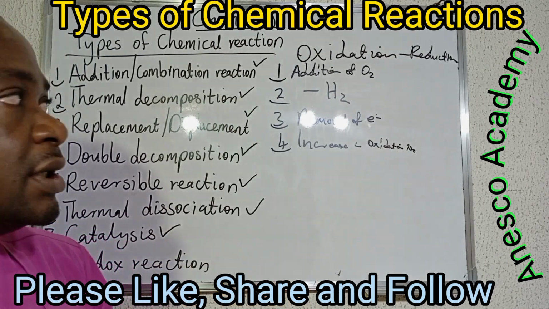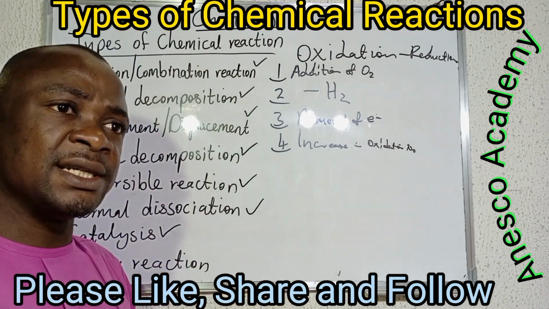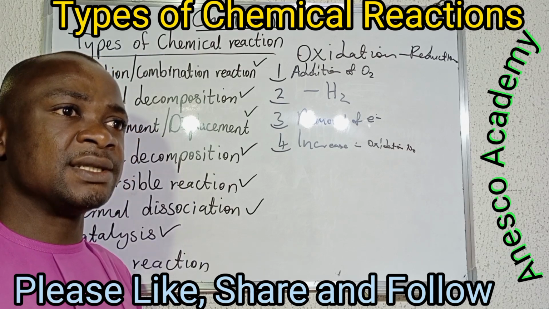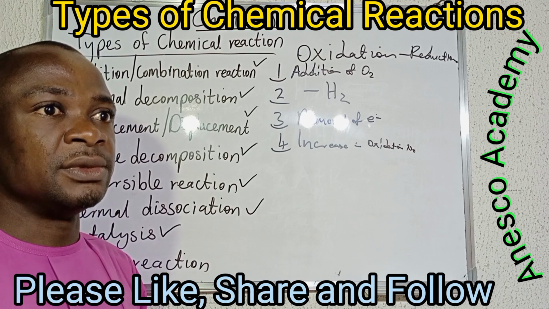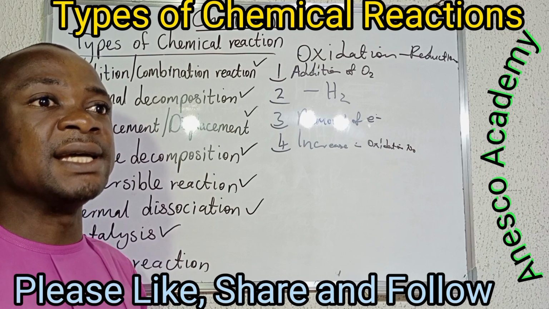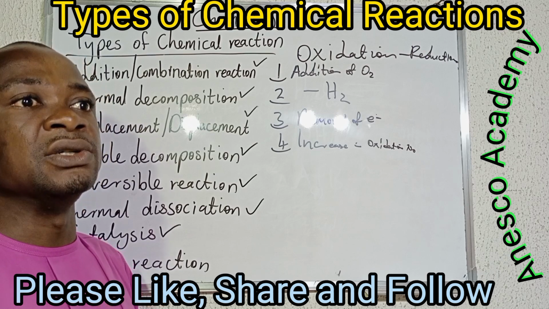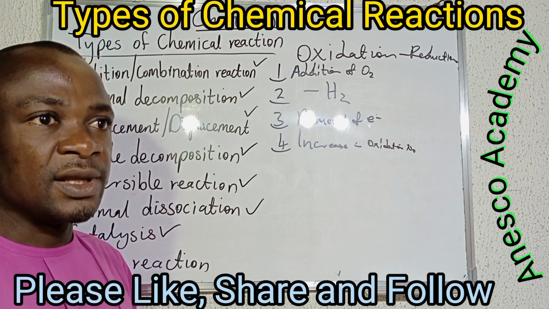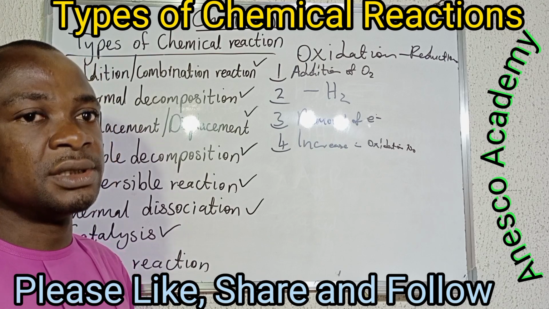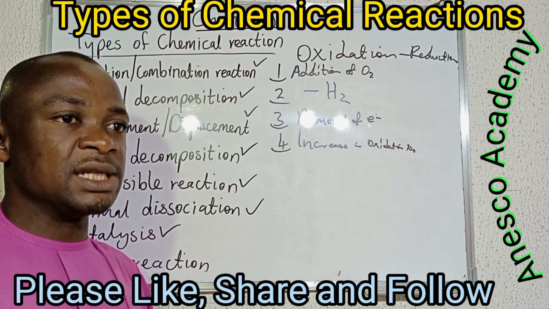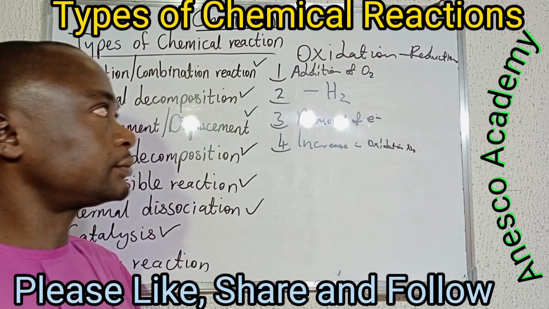Any substance that brings about oxidation is called what? Oxidizing agent. What are oxidizing agents? Oxidizing agents are substances, mostly non-metals, that bring about oxidation. That is, substances that easily gain electrons are oxidizing agents. Oxidizing agents, at the end of the reaction, they are what? Reduced. So non-metals are oxidizing agents.